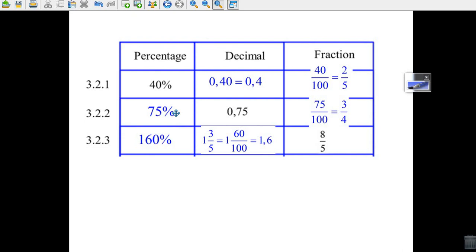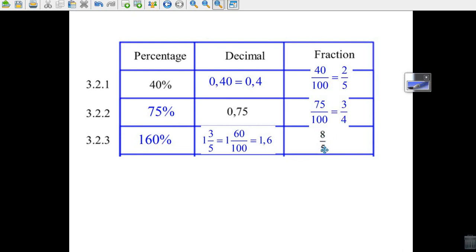Now 75% is really 75 over 100. 0.75 is 75 100ths, which means 75%. 25 goes into the top and bottom here. That's why as a reduced fraction, it's 3/4.